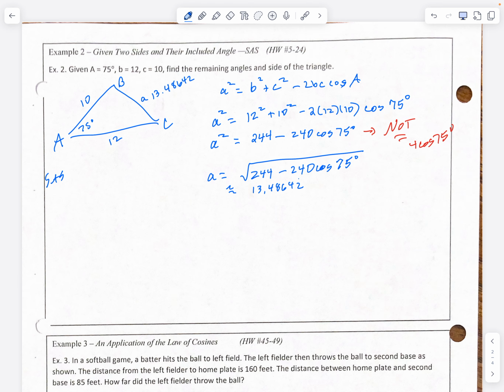And since that's the last thing I'm going to find, I can just put it in there like that. And then I want my answer box. And the first thing we found is little a. And there were no units, so we don't need units. Then we found the measure of angle B. Don't forget the degree symbol. And then the measure of angle C.